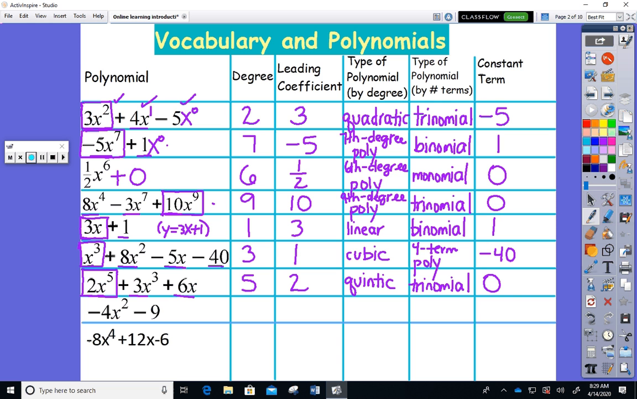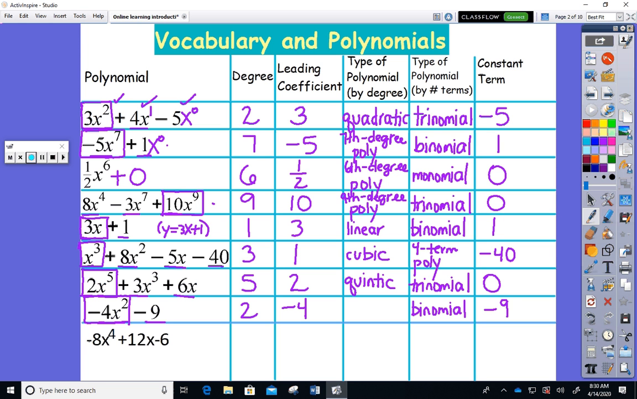All right, next one, -4x squared, -9. That's 2 terms. That's a binomial. I do have a plain number, -9, so that's my constant term. Negative 4x squared is my lead term, so it's written in the correct place. It starts out the problem. So 2 is my degree. Negative 4 is my coefficient.